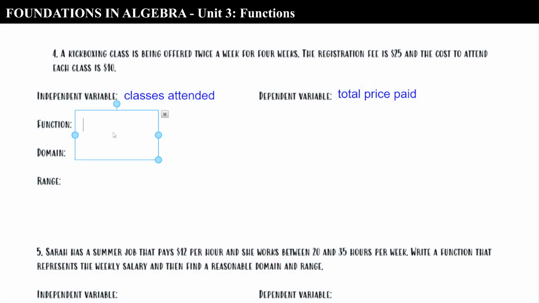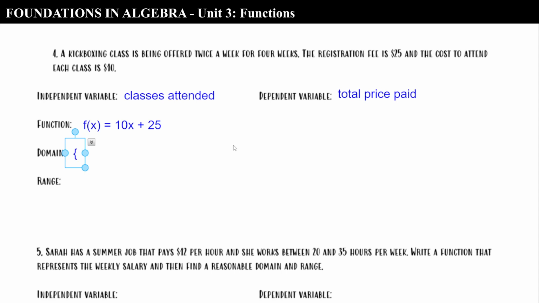So now let's lay out our function. Well, we know that we are going to have to pay $10 per class. So that's 10 times x, x being the number of classes attended, plus we have to pay the original $25 registration fee. So that just gets added on top of the whole price.